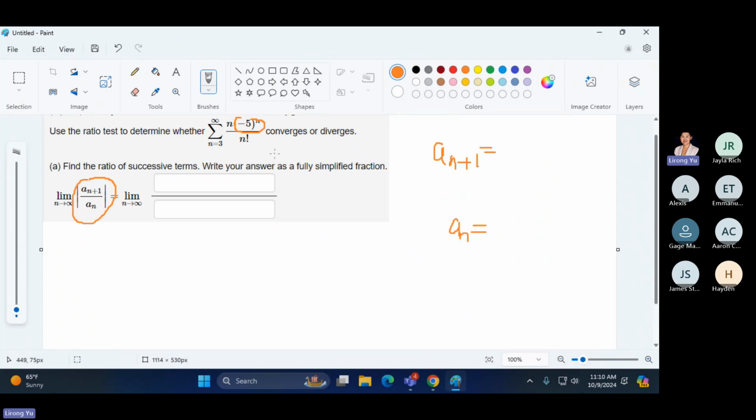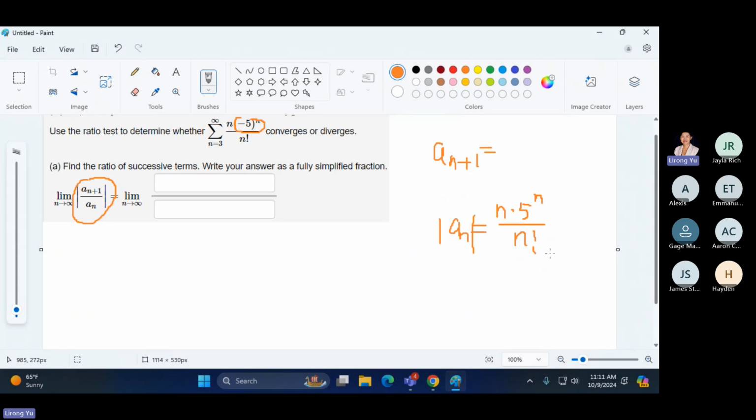So the negative 5 to the power n, we're going to write it as 5 to the power n, because here we're just looking at F's value. So F's value of a_n would be n times 5 to the power n, over n factorial. That's how a_n looks.